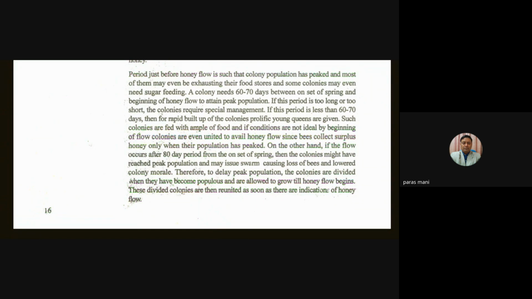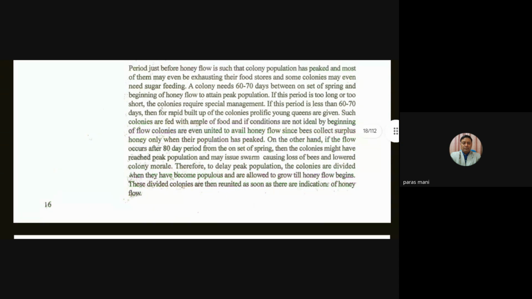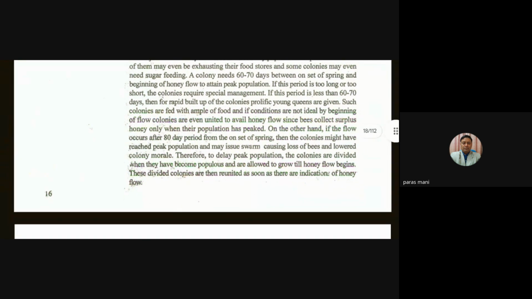Such colonies are fed with ample food, and if conditions are not ideal by beginning of honey flow, colonies are united to avail honey flow, since bees collect a surplus of honey only when their population has peaked. Yeah, if it is early and the colony is not up to the mark, meaning the population of the colony is less, you can unite two colonies, or the colony must be maintained to the optimum to make it ready for foraging.